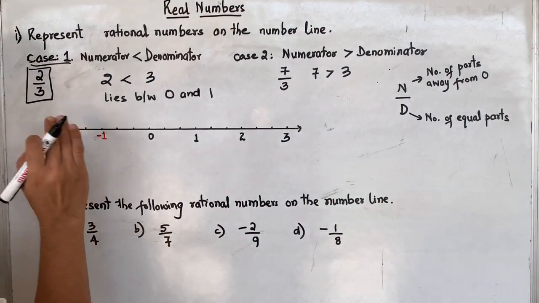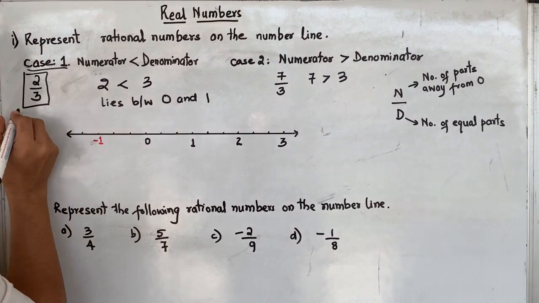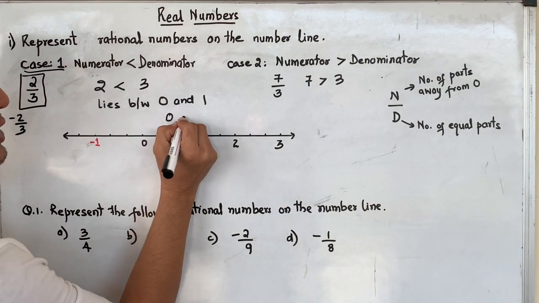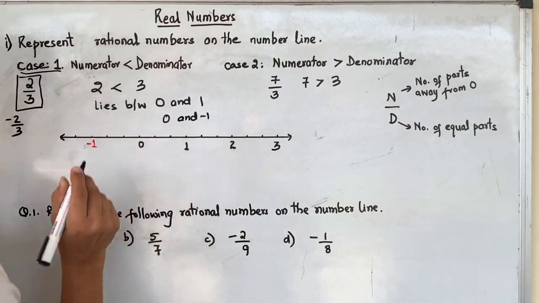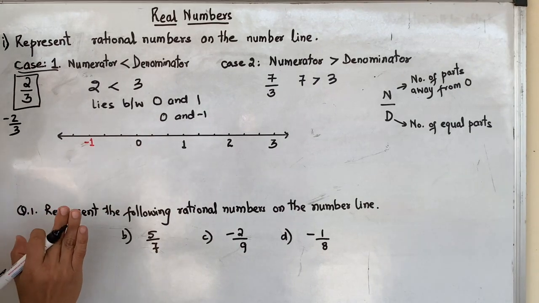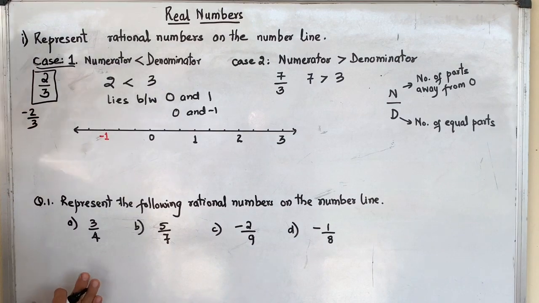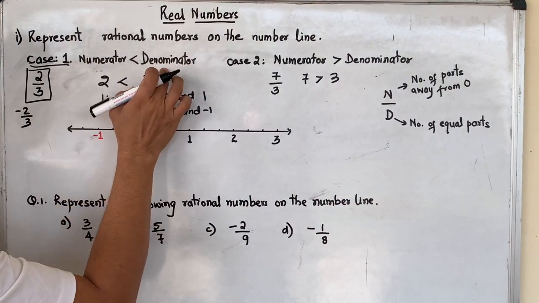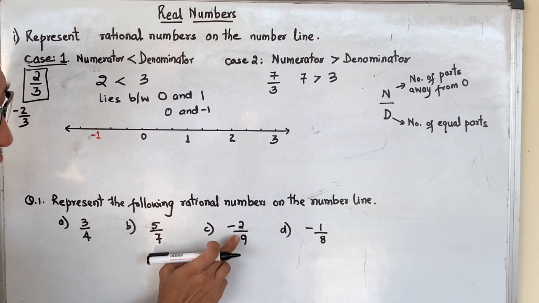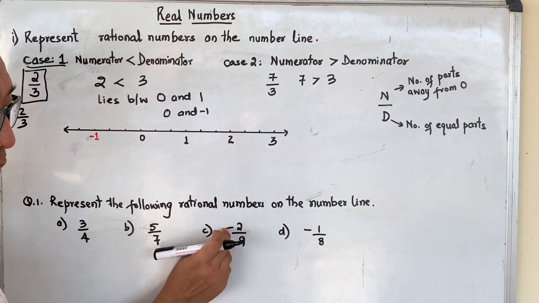Numerator is between 0 and 1, and for negative 2 upon 3, it lies between 0 and negative 1. When the numerator is less than the denominator, all the rational numbers here have numerator less than the denominator.